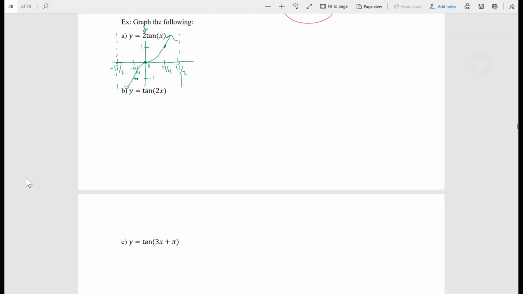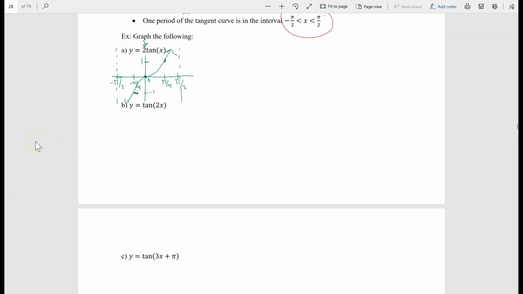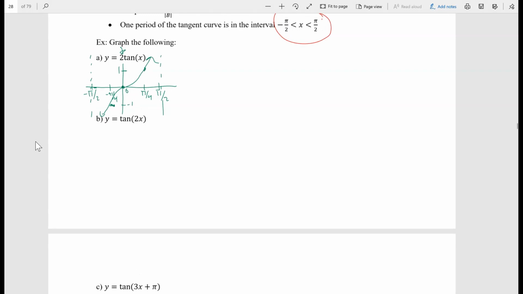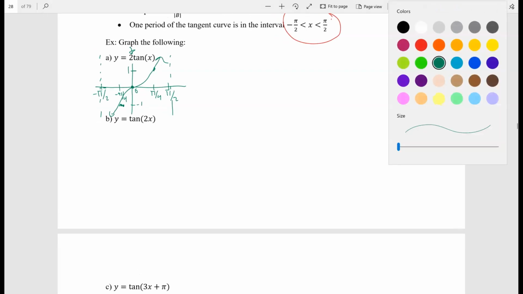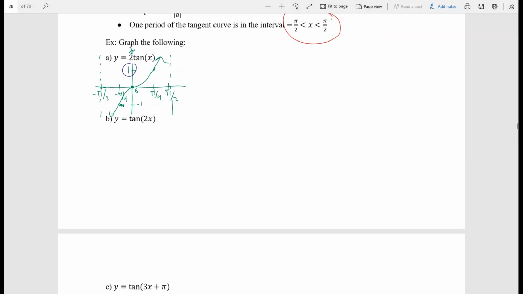Now, the next thing that you want to be able to do is multiply this by the so-called amplitude. In this case, there's really no amplitude because you have this 2, but you can still do it. The way you're going to do it is multiply these by 2. Nothing's going to happen to the asymptotes. The asymptotes stay the same. Here's negative pi over 2, here's pi over 2. The asymptotes are going to stay there.